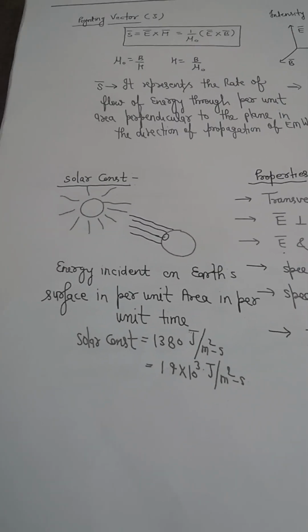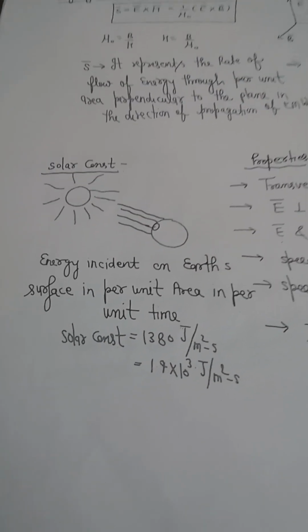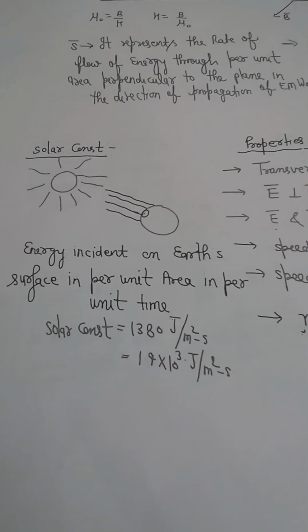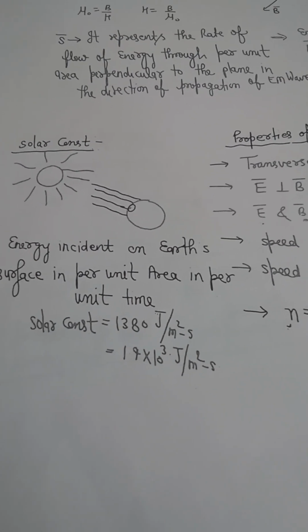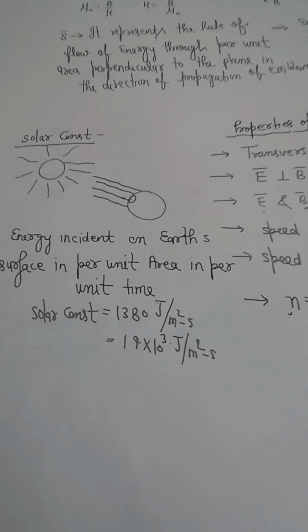Next we will study the solar constant. It is the energy incident on the Earth's surface per unit area per unit time. The solar constant is 1380 joule per meter square second, approximately 1.4 × 10³ joule per meter square second.